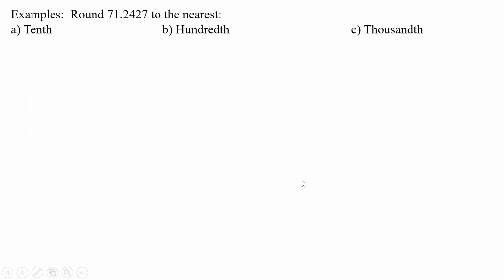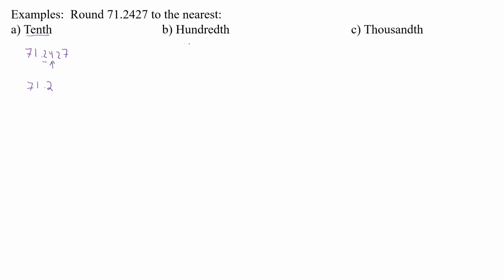Let's do this one, and we'll do it to 3 different places. First time, we're going to round 71.2427 to the 10th. Well, the 10th is right here, so that's our rounding digit. And our test digit is 4. Well, 4 is not greater than or equal to 5. It's less than. So basically what we do is we drop everything over here, and we've got 71.2 as our rounded answer for the 10th.